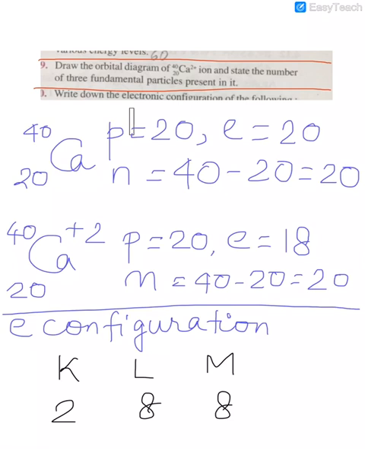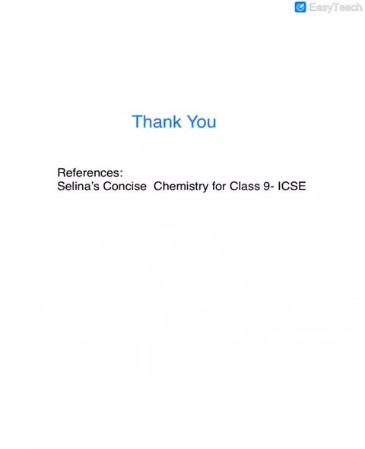So now electronic configuration of calcium ion, I have not done for the calcium, I have done for this calcium ion, that is Ca plus 2, it will be 2,8,8. You can draw the orbital diagram now. Thank you for your patience hearing.